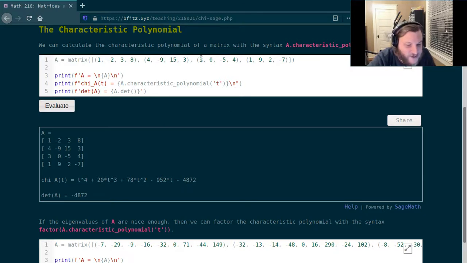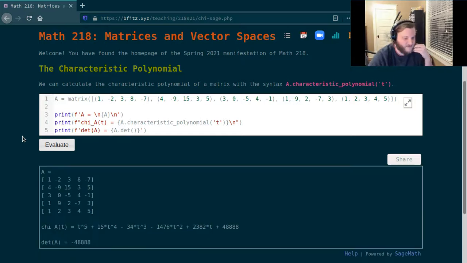I could change this around. If I wanted to, I could put in some terrible thing, or let's just add one entry. So let's make this a 5x5. I'm just going to add one entry to every row, and then I'll have to add a new row. Let's just call that last row 1, 2, 3, 4, 5. So I'm just changing the matrix I input, clicking evaluate, seeing what happens.